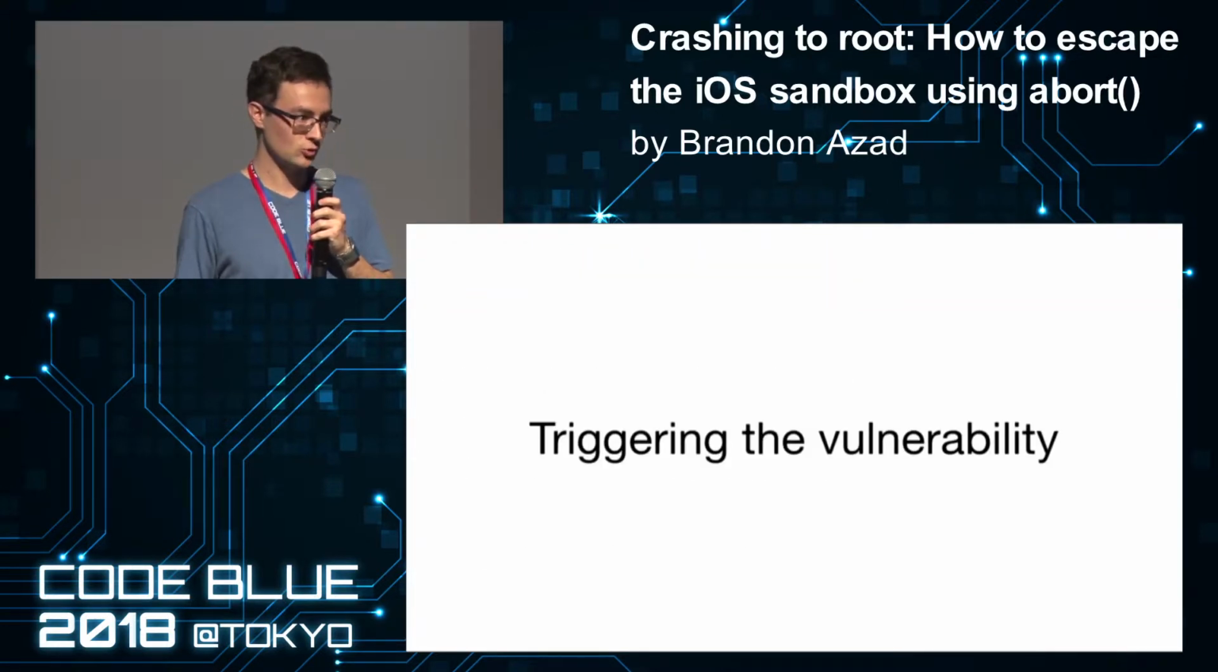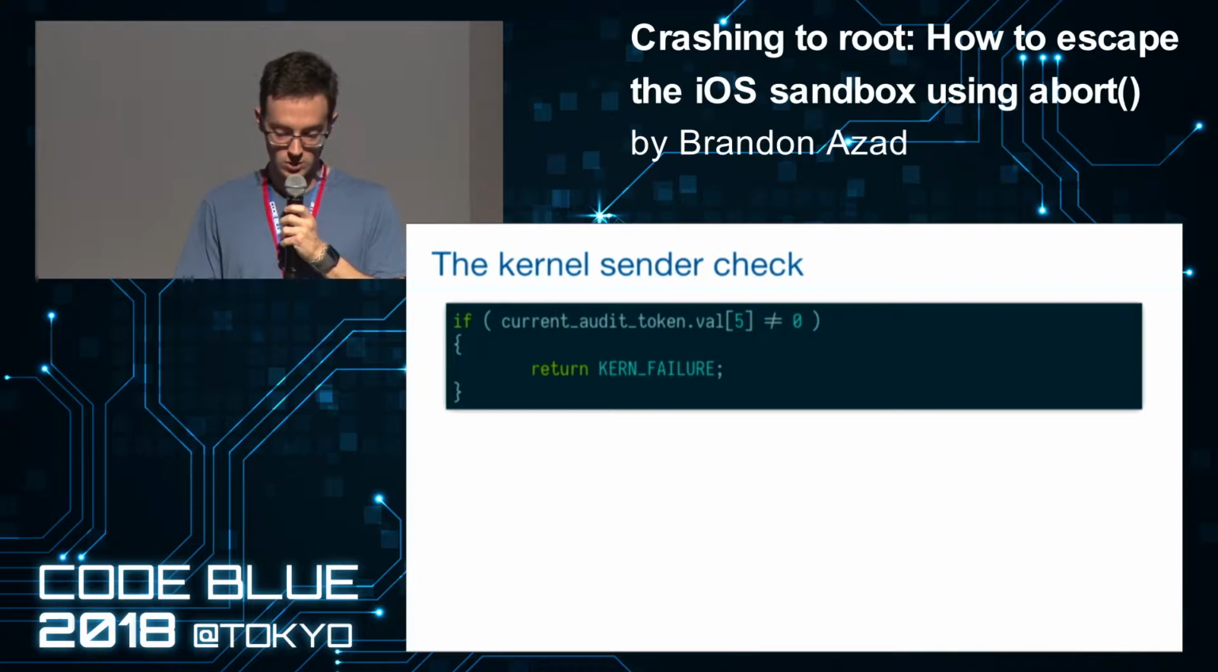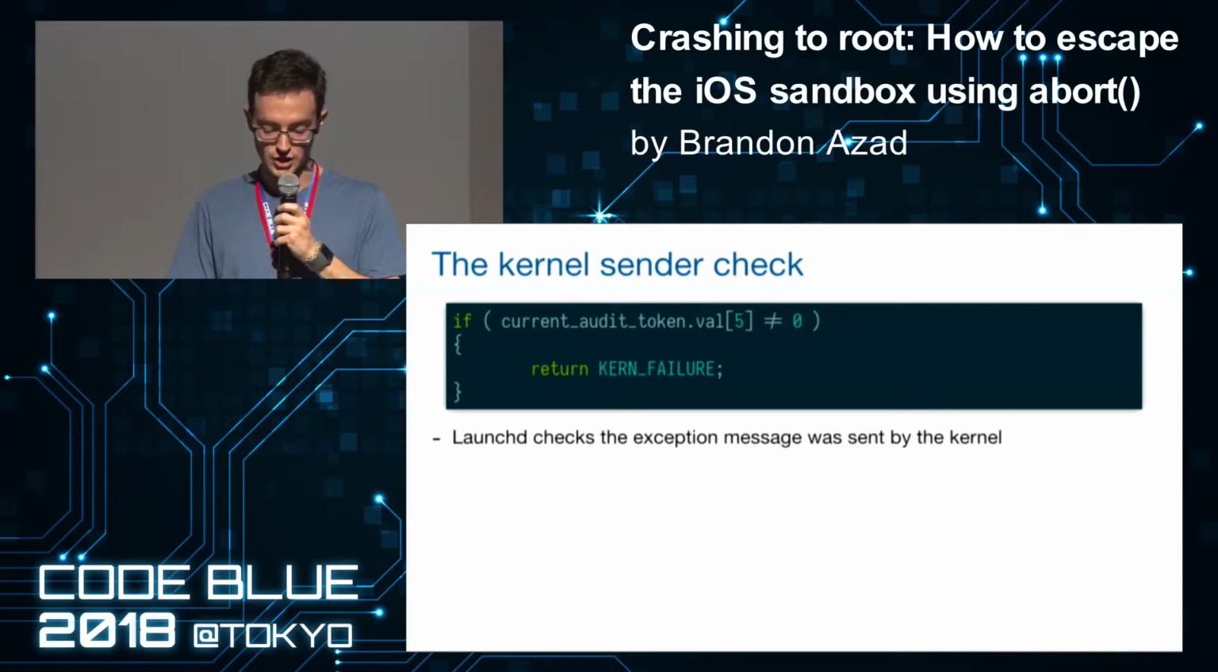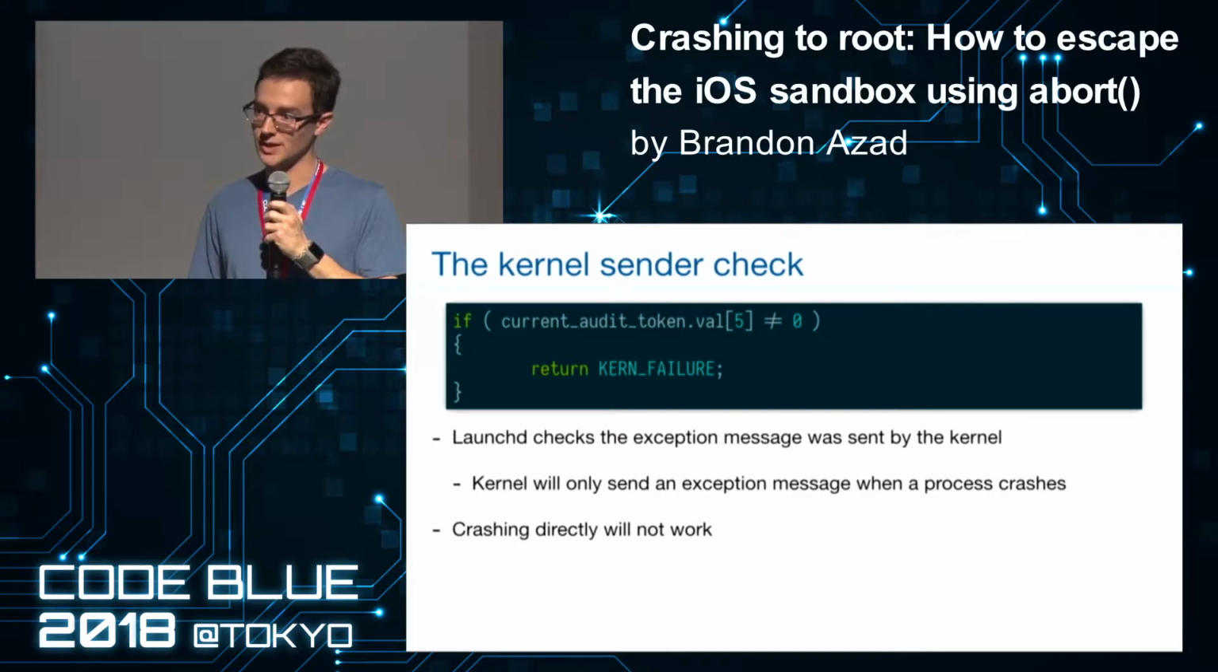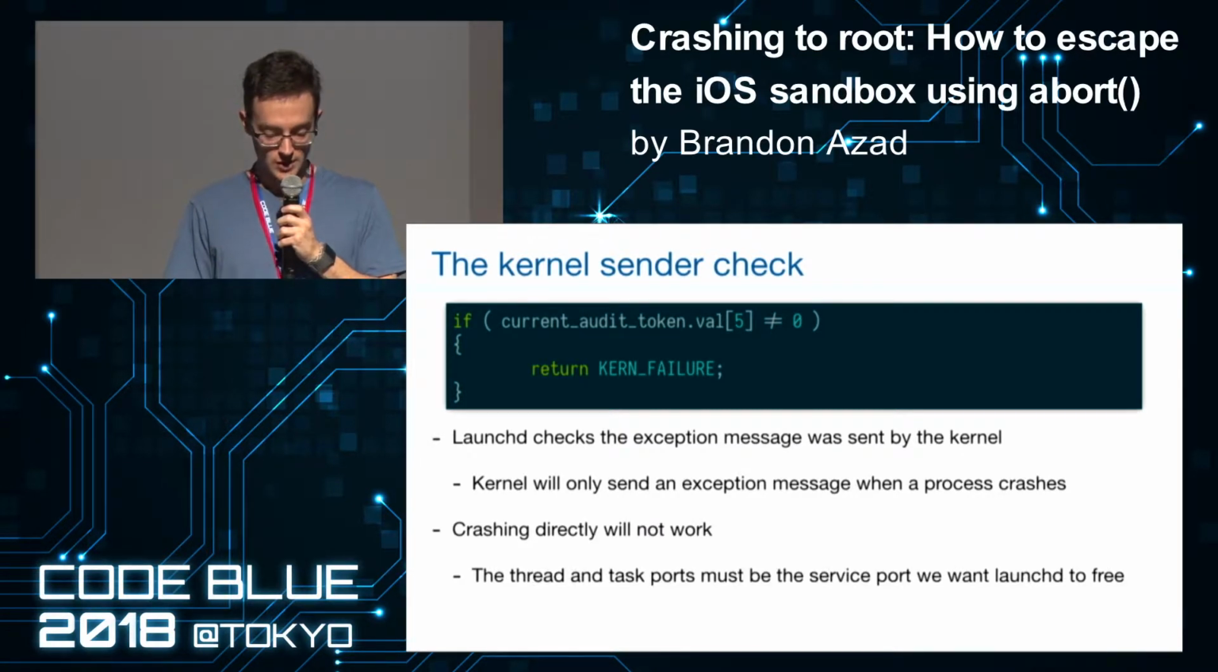So how do we actually go about triggering this vulnerability? If you recall, there's a conditional check in the code that we need to bypass if we're going to trigger the bug. This thing about an audit token. This code is LaunchD checking that the exception message was really sent by the kernel and not sent by some user space process. Now this is problematic for us because the kernel will only send an exception message when a process actually crashes. And crashing our process directly will not work. Remember, the thread and task ports in the exception message must be send rights to the Mach service we want to free, not real thread and task ports.